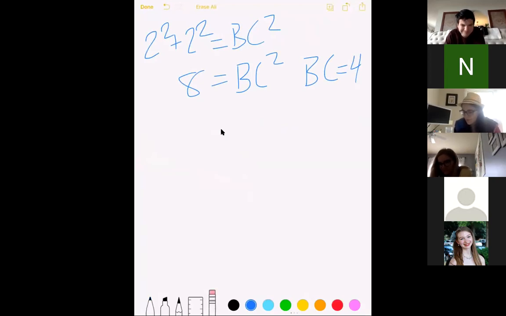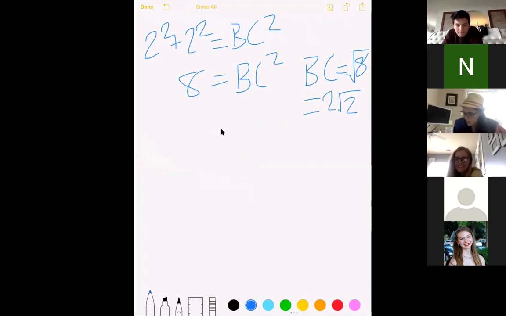Goodness, somebody stop me when I say stuff like that. Which is the same thing as 4 root 2. 2 root 2. Guys, it's been a long day, and it's like what, 11 o'clock, 12 o'clock?